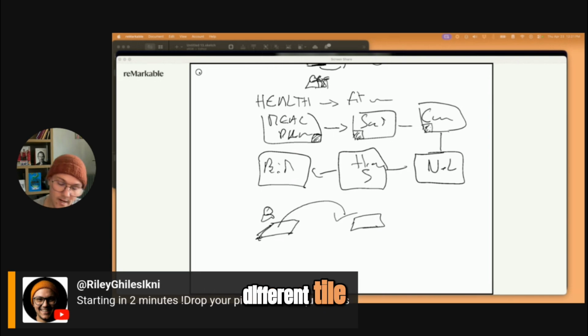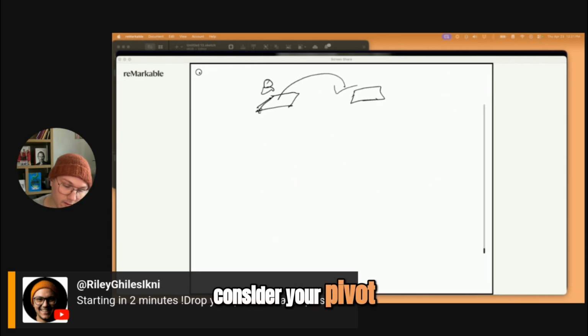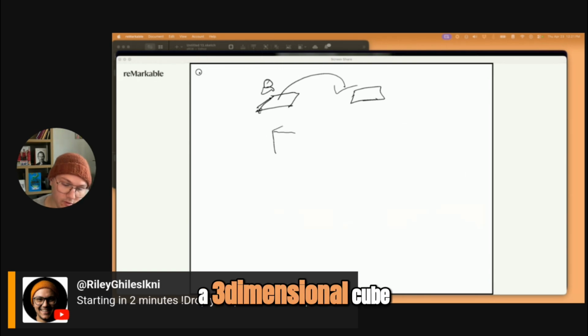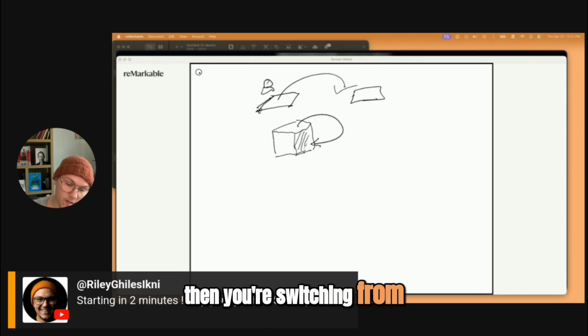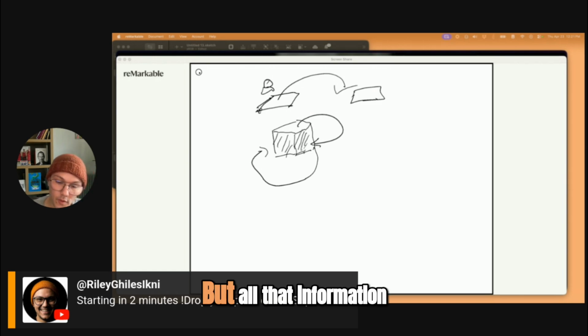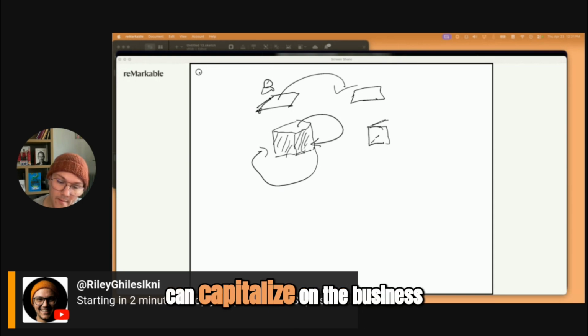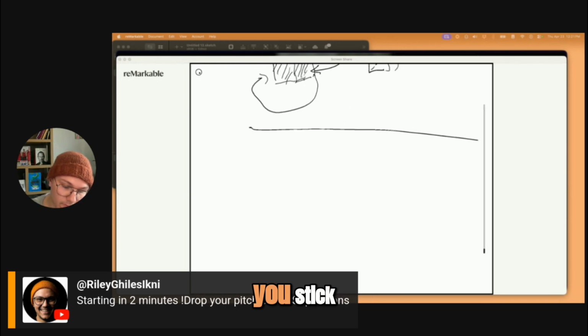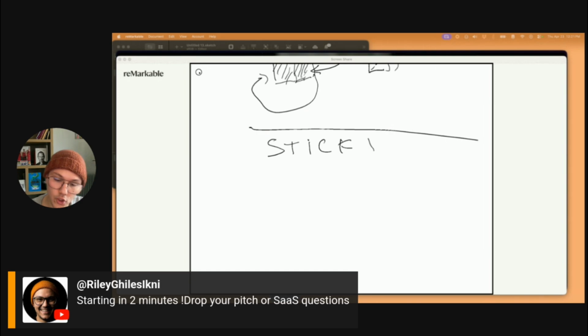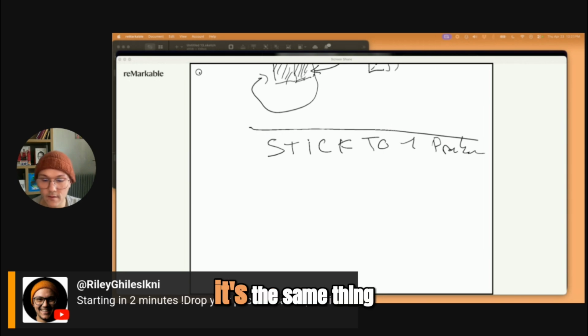It's like a completely different tile, when you have to consider your pivot in like a three-dimensional cube where you're just switching to another plan. So what you're doing is you're just switching from here to here. And if it doesn't work, then you're switching from here to here. But all that information that you've gathered, that you've collected, etc., stays with you, and that's how you can capitalize on the business. But that is only possible if you stick to one problem. If you change the problem every week, man, it's the same thing as ideas.